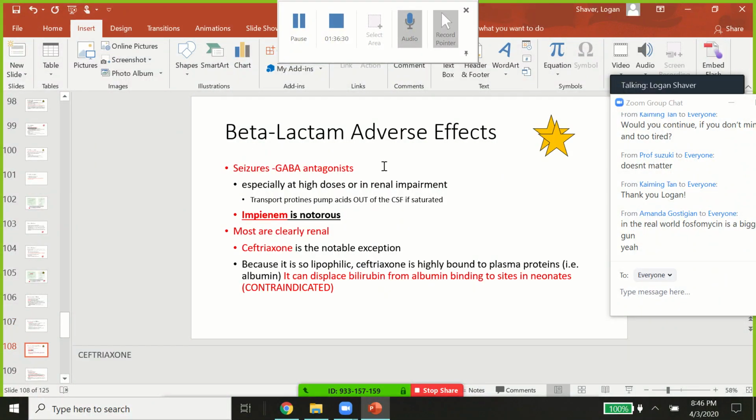And then beta lactam adverse effects. Seizures is a common one because it can sort of serve a GABA antagonist type role in terms of its side effects. Imipenem is the one that's super common with seizures. So if they mention a seizure at all on that test, and it's a situation where you'd use a beta lactam, imipenem is the one you want to think of.